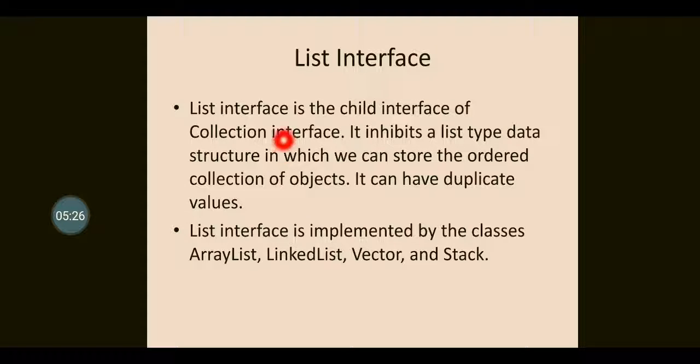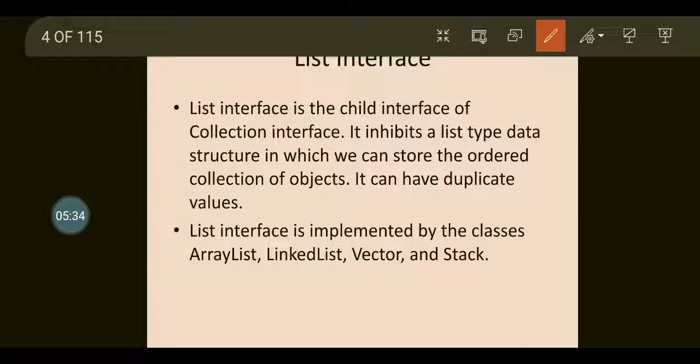Let us get into the first interface, that is the list interface. The list interface is the child interface of the collection interface. It inherits a list data structure. In order to implement the list data structure, a Java collection supports the list interface. With the help of the list interface and the implementation classes, it is possible to implement the concept of list data structure.